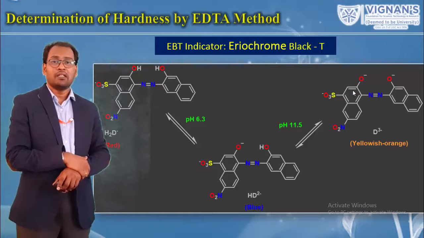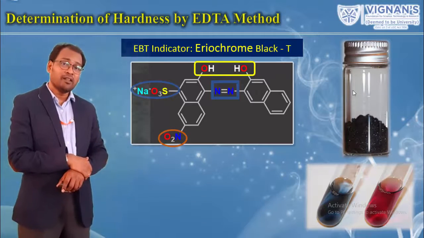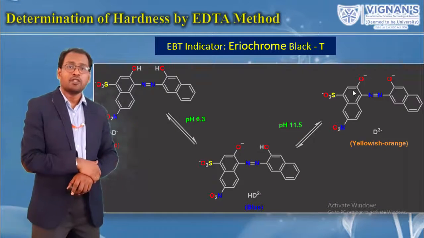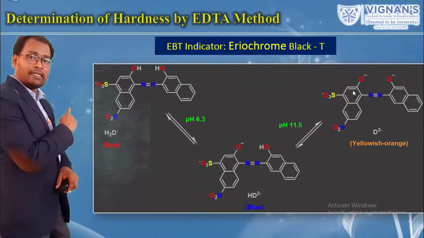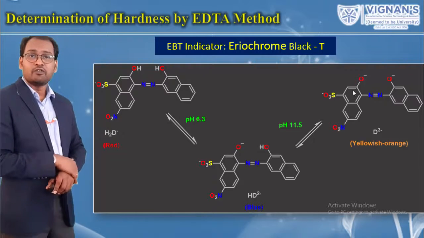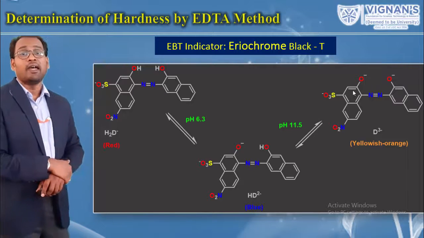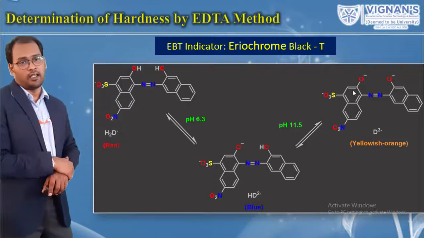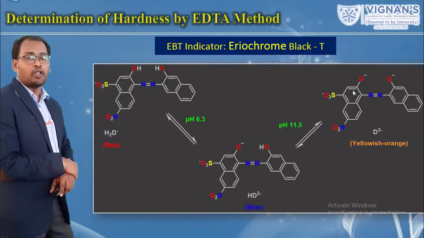Two things: EBT changes its color depending on the pH, that is one, and depending on the amount of complexation the color also changes. So you can see here we have 3 different colors at 3 different pHs. At a pH less than 6.3, it will be in the protonated form, both the OH groups are protonated, and at that time the color of this molecule will be red.